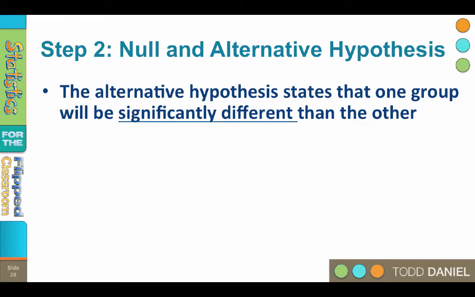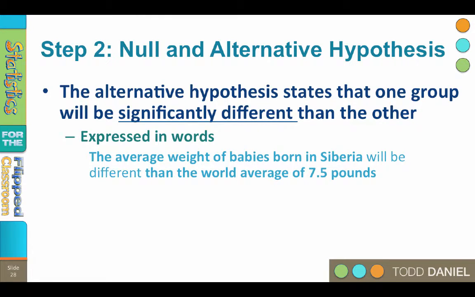The alternative hypothesis states that one group will be significantly different than the other. The sample mean and the population mean are truly different, so differences are real and due to a treatment effect. Expressed in words, the average weight of babies born in Siberia will be different than the world average of 7.5 pounds. Expressed in numbers, we would write H sub 1 colon mu does not equal 7.5.